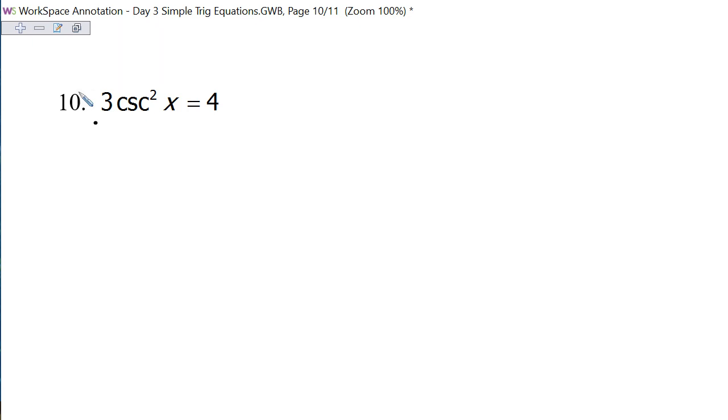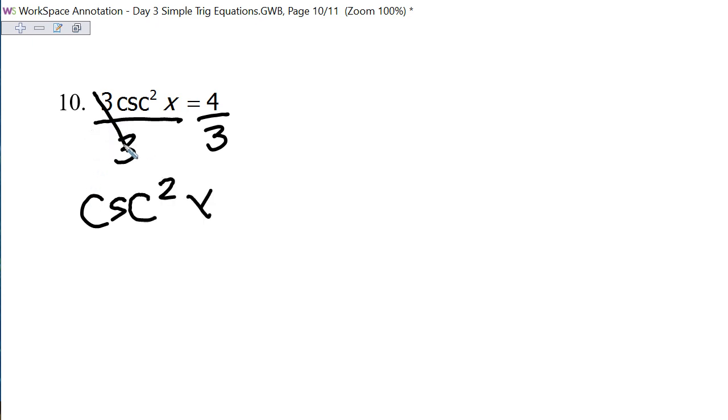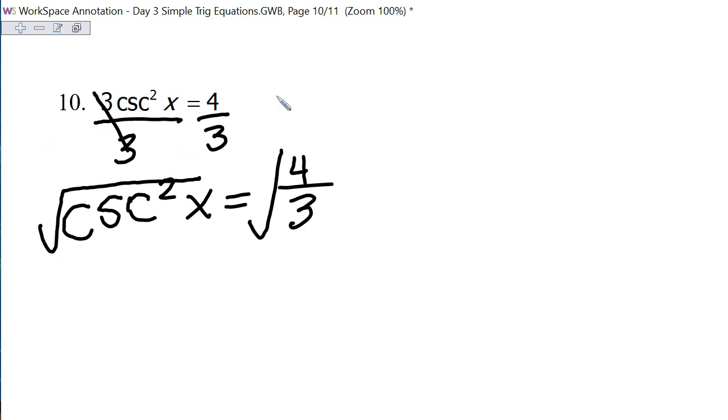So step 1, divide both sides by 3. That gives us cosecant squared of x is equal to 4/3. But I don't want cosecant squared. I need to get rid of the square, so the inverse of squaring would be square root. Take the square root of the left side and the square root of the right side, and the square root of cosecant squared would just be cosecant.